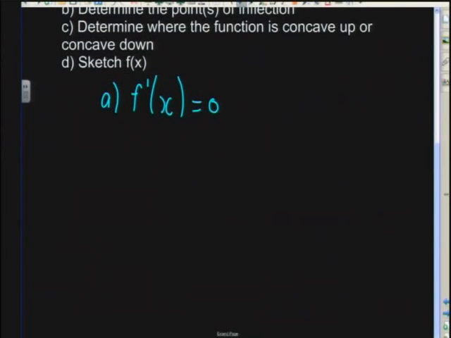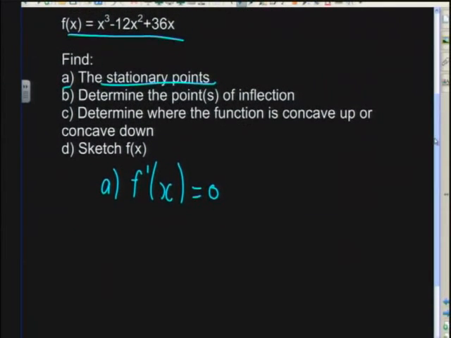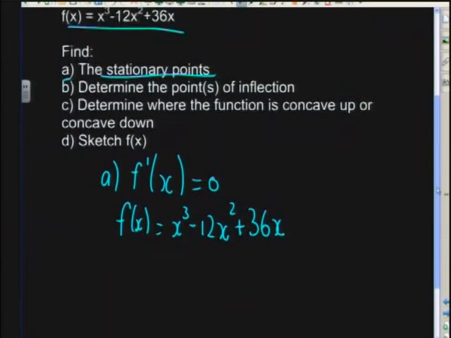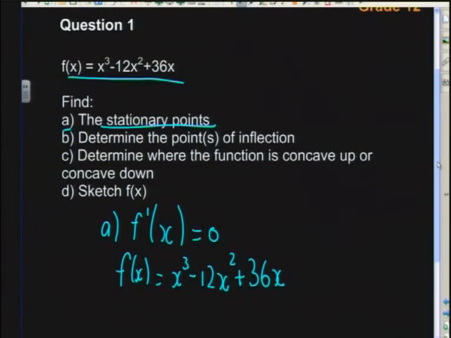Okay, so all I need to do is take my function, which is f of x is equal to x cubed minus 12x squared plus 36x, and I'm going to derive it. Now guys, before we actually get into that, I just want to discuss, although I will discuss it with you later on, that our general formula for a cubic function is ax cubed plus bx squared plus cx plus d.